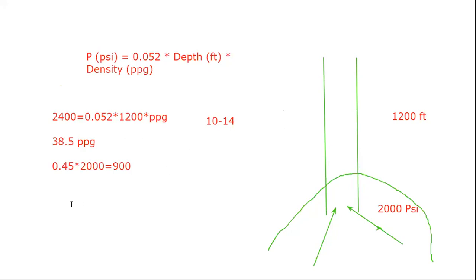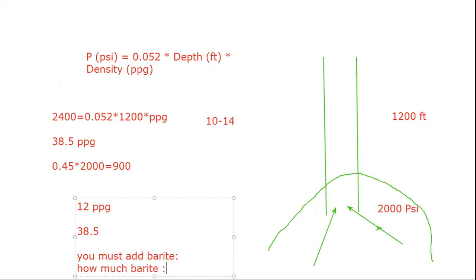Now, if you want to increase the density, for example, the previous density was 12 ppg, and now you want to increase to 38.5, you must add barite. How much barite? There is a calculation for it in the books of formulas: how much barite is needed to increase the density from this one to this one. So drilling fluid engineers do this kind of calculation to increase the drilling mud density, how much barite is needed and how much mud density is needed to control the pressure. First they find out how much density they need, and then based on the density, how much barite they need. They do these kinds of calculations. Any questions from this?